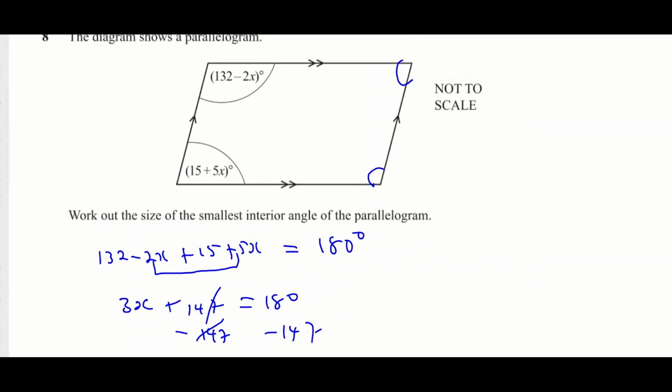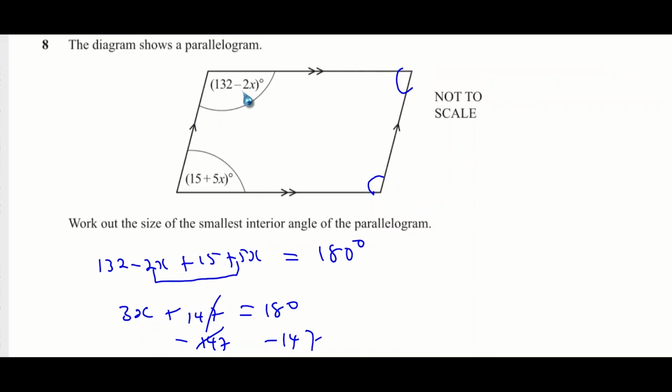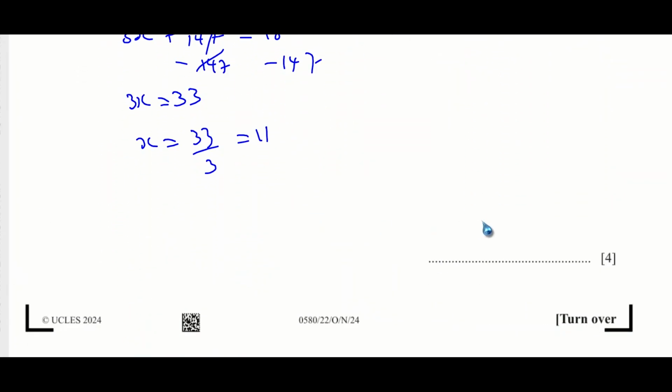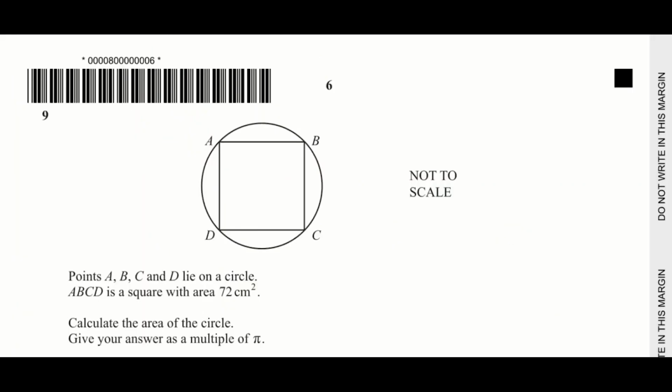So if x is equal to 11, that implies that this angle will be 15 plus 5 into 11. So this will give us 70 degrees. If this is 70 degrees, of course, this must surely be 110 degrees, as they are supplementary angles. So this will be 70, this will be 70, and this will be 110. So the smallest angle will be 70 degrees. So let's go to the next question. That will be question 9.